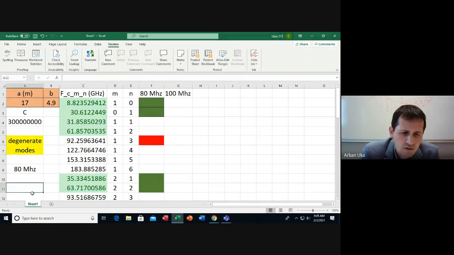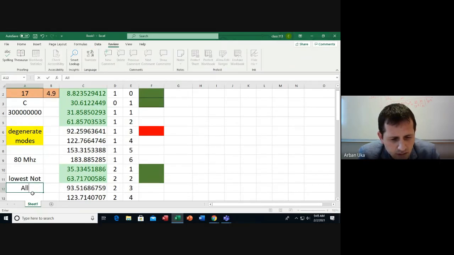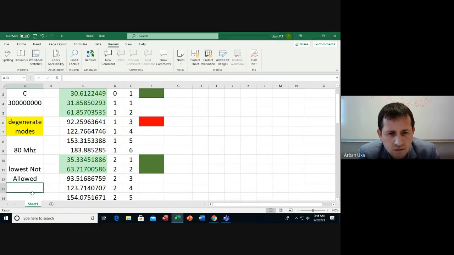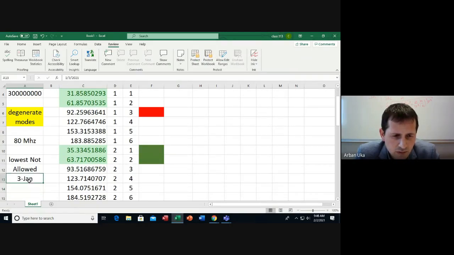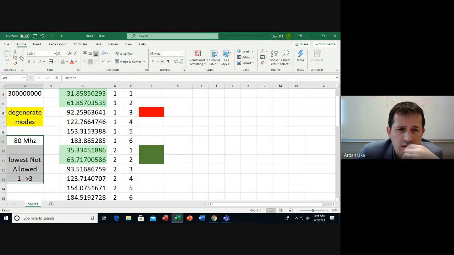Okay, so the lowest mode not allowed is the 1.3. Let's write it like this, the mode 1.3. So one way to write it: the mode 1.3 cannot propagate if the original wave is 80 megahertz. Okay, we found it.